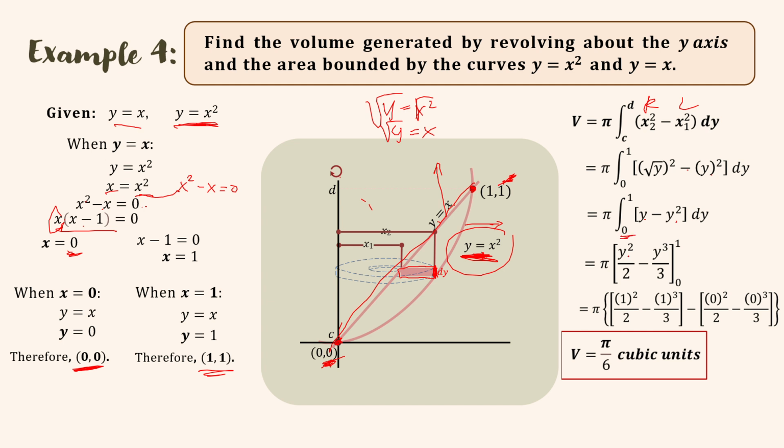Then integrate: y squared over 2 minus y cubed over 3 from 0 to 1. Substitute the value for y, which is 1, and the lower limit becomes 0 because it is substituted by 0. So the answer, if we use the calculator, v is equal to pi over 6 cubic units. So that's it for the washer method. Thank you so much for listening.